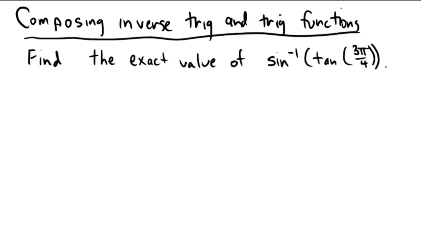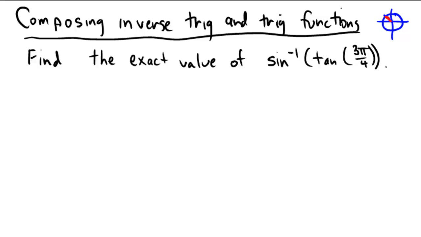So this problem's asking for the sine inverse of the tangent of 3 pi over 4. So tangent of 3 pi over 4, let me draw a quick sketch here. 3 pi over 4 is the one that is located right there. Oh sorry, no, it's not the one that's there. It's 3 pi over 4, my error. 3 pi over 4 is the one that's located over here. 3 pi over 4 is in quadrant number 2.